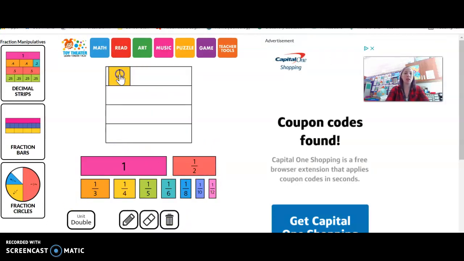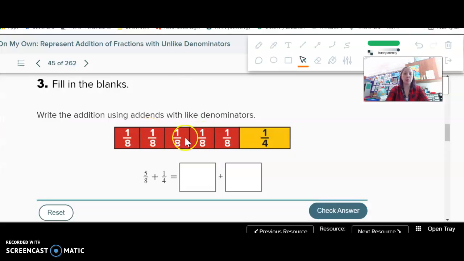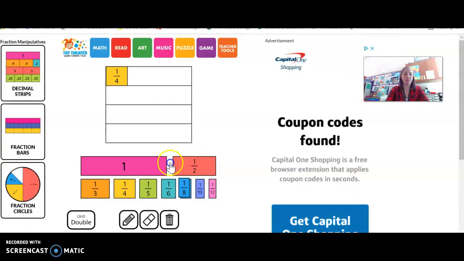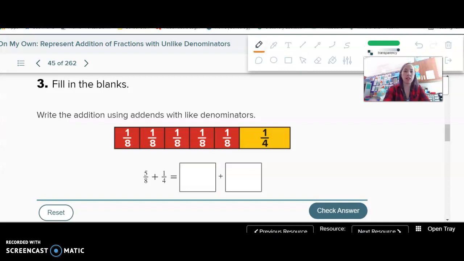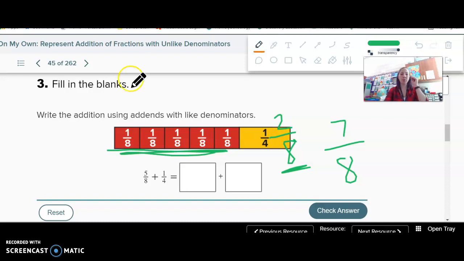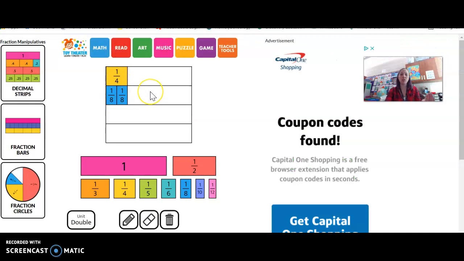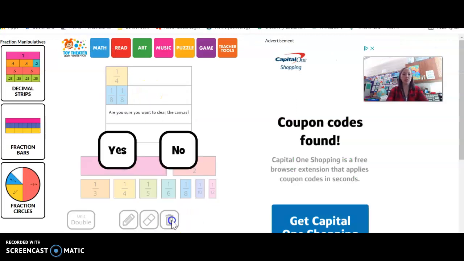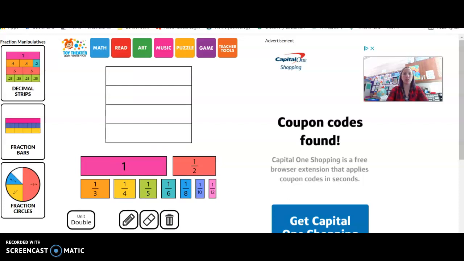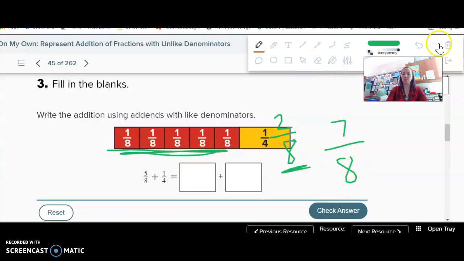But if I want to say, okay, can I make some 8ths equal a 4th? Oh, look. 1/4 is equal to 2/8. So then I can say this is equal to 2/8. So if I have 5/8 plus 2/8, then that's going to give me 7/8. So hopefully modeling it, you're starting to see those equivalent fractions. Like, oh, 1/4 is just the same as 2/8. It's the same amount, same size stuff.